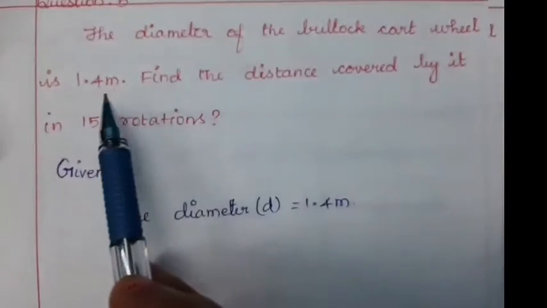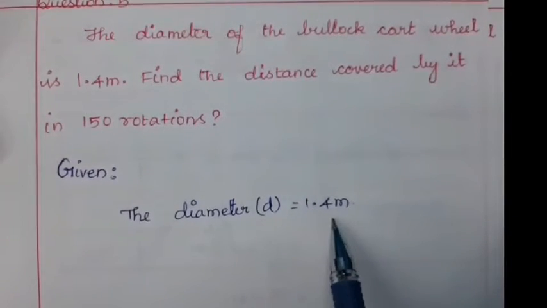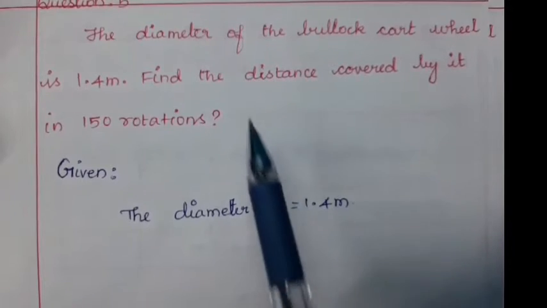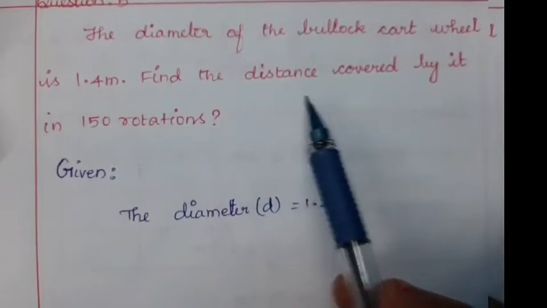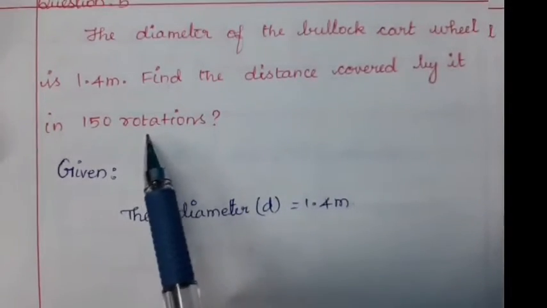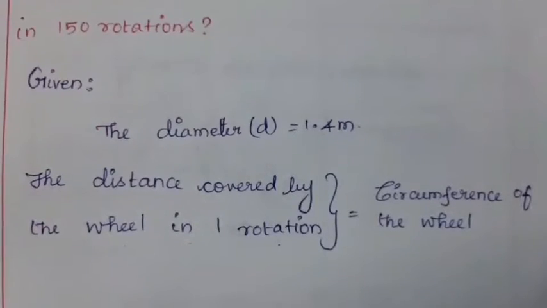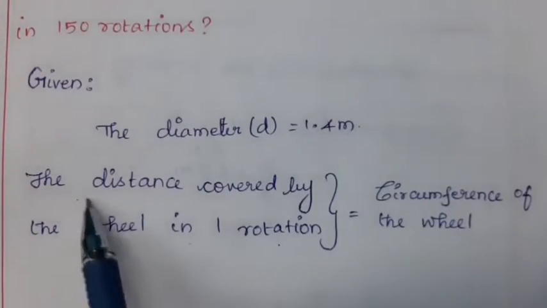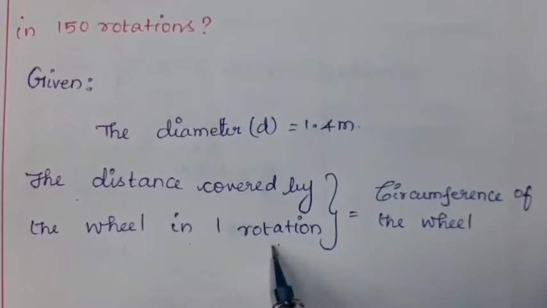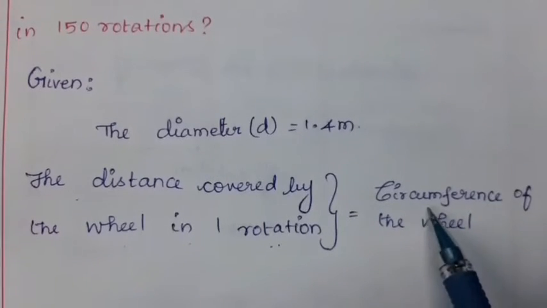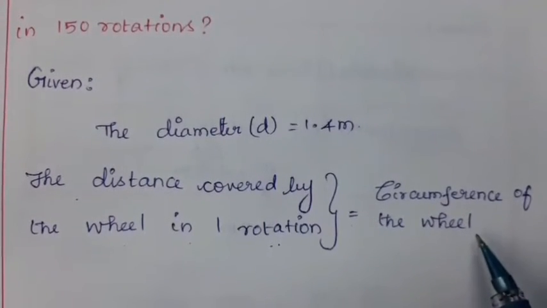From the question, the given diameter d is equal to 1.4 meter. They are asking us to find the distance covered by it in 150 rotations. Here we should know one thing, that the distance covered by the wheel in one rotation is equal to the circumference of the wheel in one rotation.